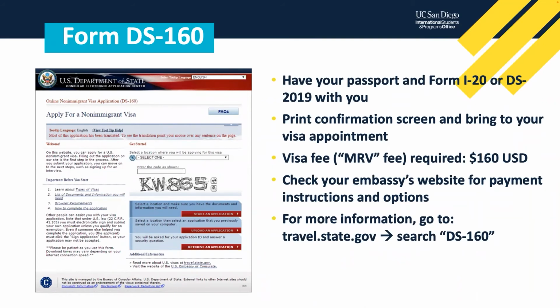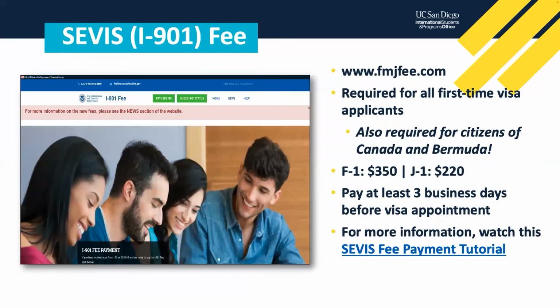Make sure you've paid your MRV fee. This is required of all applicants. It's 160 US dollars. Each embassy might have different payment instructions. Some are electronic, some are Western Union, different methods. So make sure that you check before going to your visa appointment. And then again, for more information on how to apply for the DS-160, you can go to travel.state.gov or usembassy.gov, the previous link that I provided. All right, the next slide.